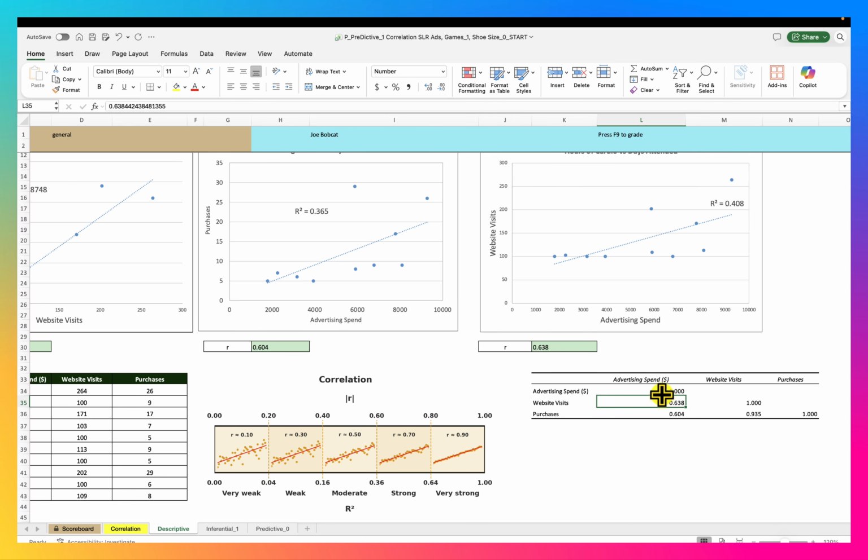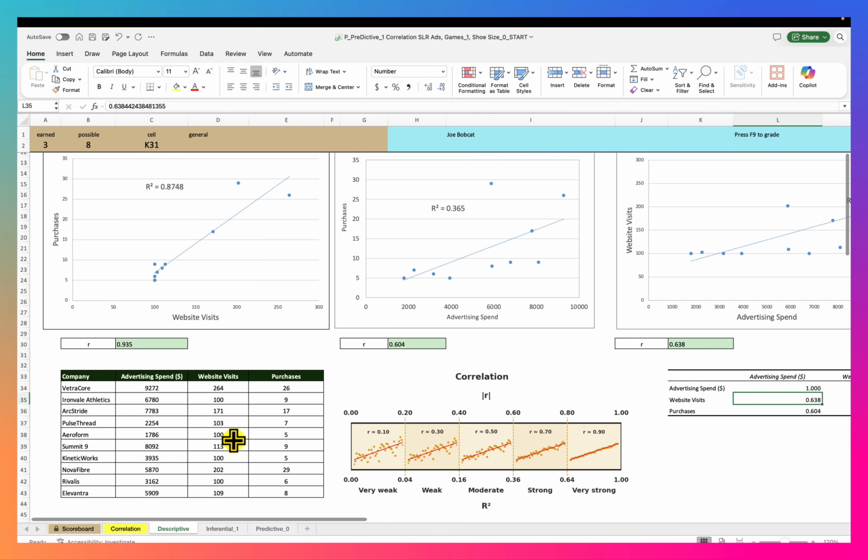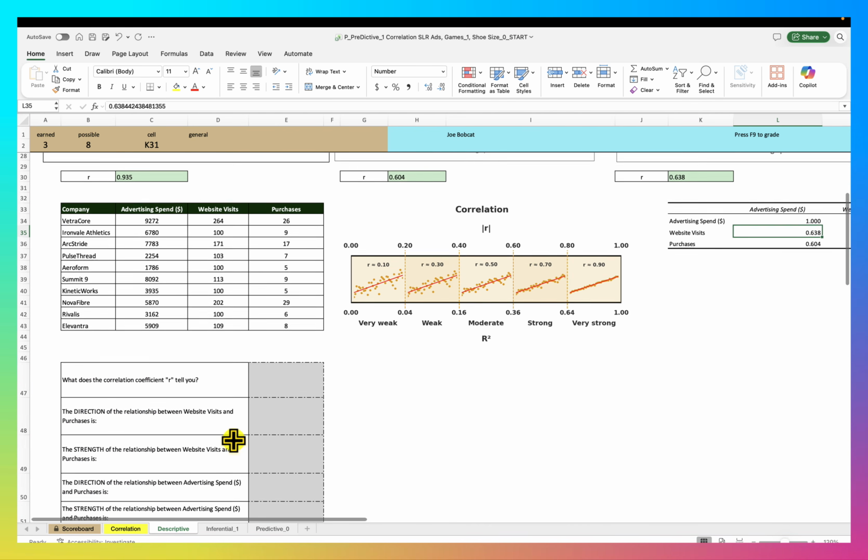So for example, this one, which is advertising spend versus website visits, right? Here's advertising spend, here's website visits. They meet at 0.638, which is exactly what this value was. And we could do the same for the others as well. So this is a shortcut, especially useful when you've got lots of variables and you're looking for correlations. All right, now let's go ahead and answer the question.